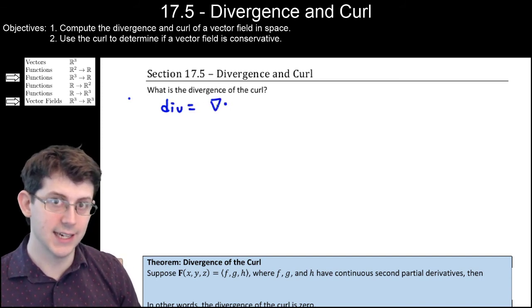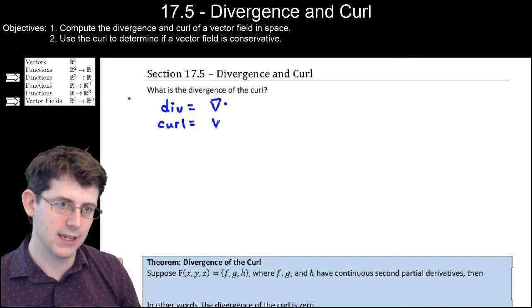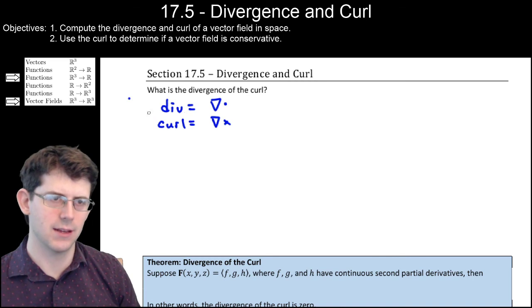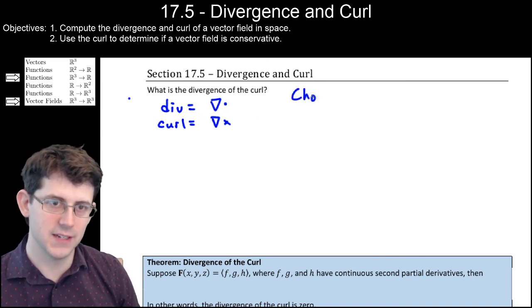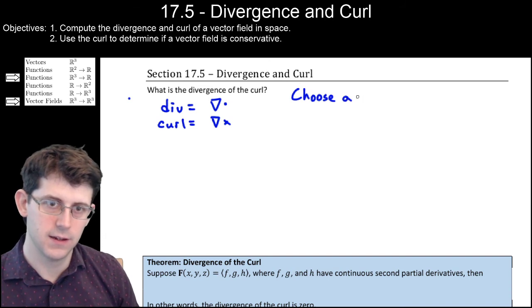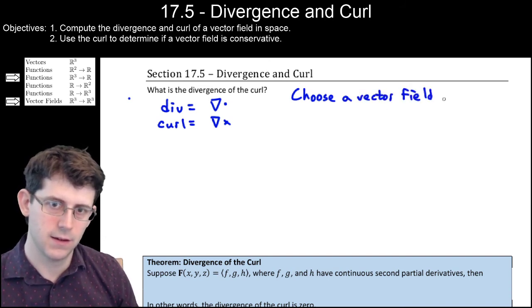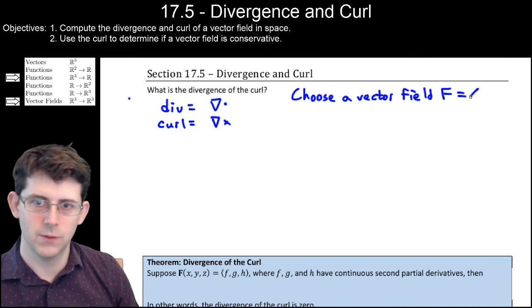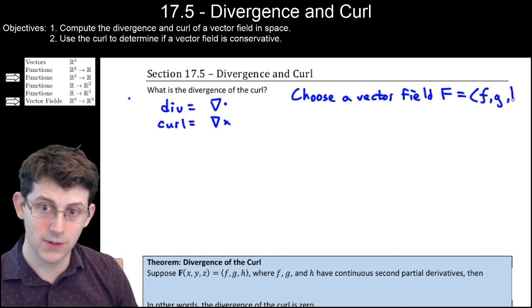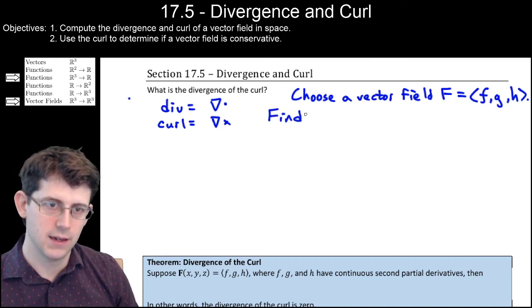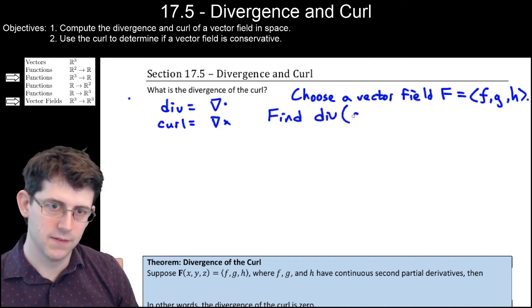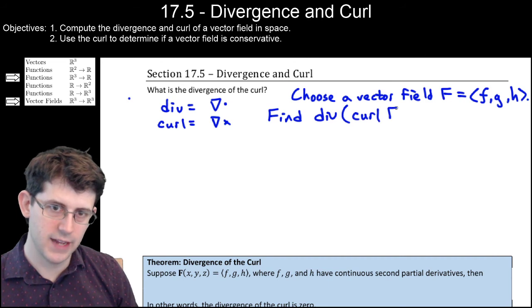Divergence is you take del and you dot it with something. Curl is you take del and you cross it with something. What do you mean, what's the divergence of the curl? Well, you choose a vector field f. We'll have to give its components names so we can work with them. Then let's find the divergence of the curl of f.